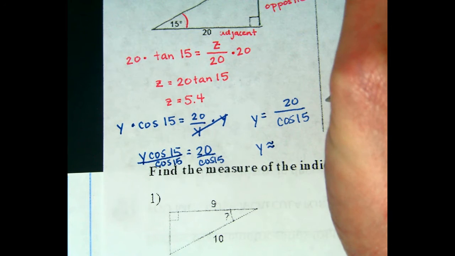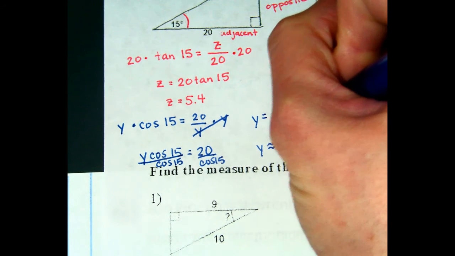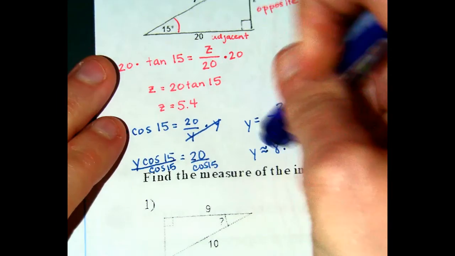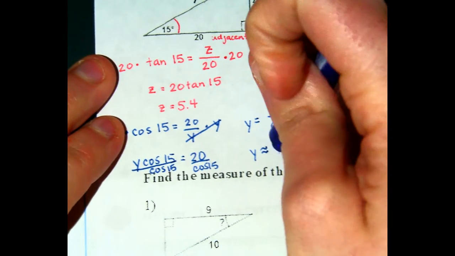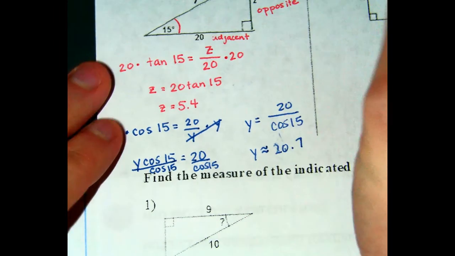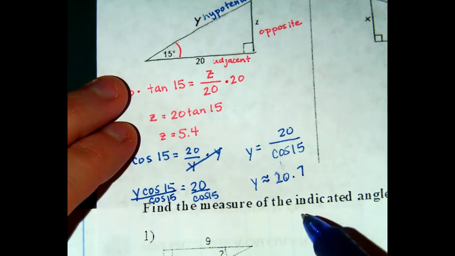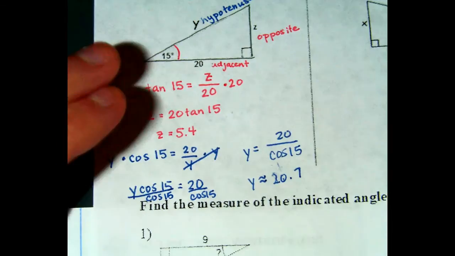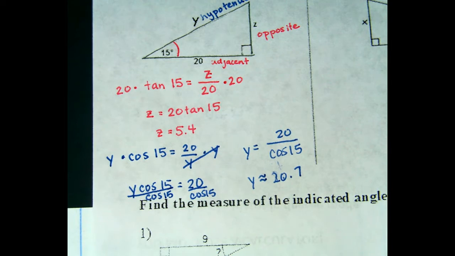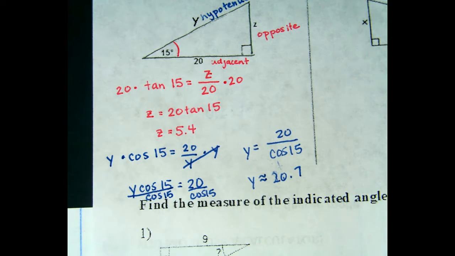It's what? I heard 8.7 and I heard 20.7. Okay, cool. 20.7. Does that make sense? It definitely couldn't be 8. Is this Y supposed to be the longest one? Yes, it is. If you got something other than 20.7 on your calculator, you need to make sure it's in degree mode. You need to make sure you typed in cosine. You need to make sure you did divide. That's normally what happens.